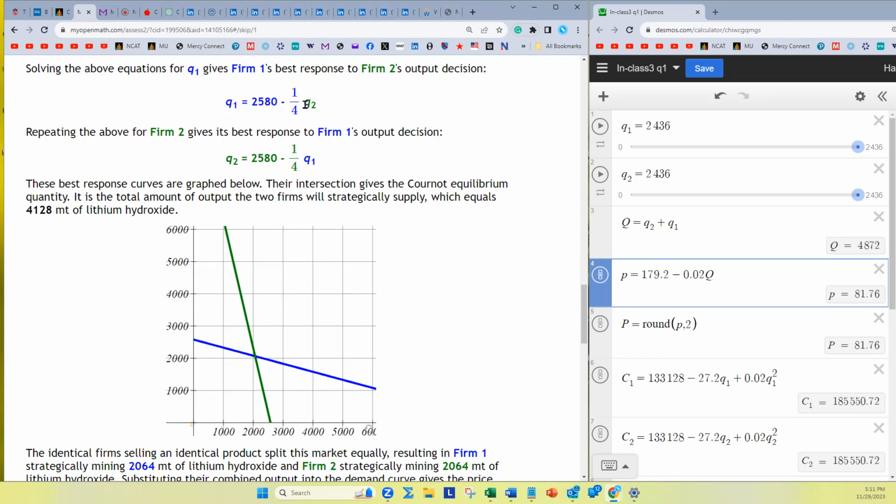2580, when Q2 is 0, that right there is all 0. And firm one would choose an output of 2580, which is right there. So this is firm one's best response curve, and this is firm two's best response curve. And notice they're mirror images of each other, right?